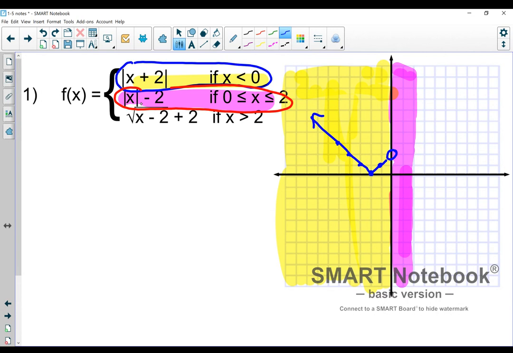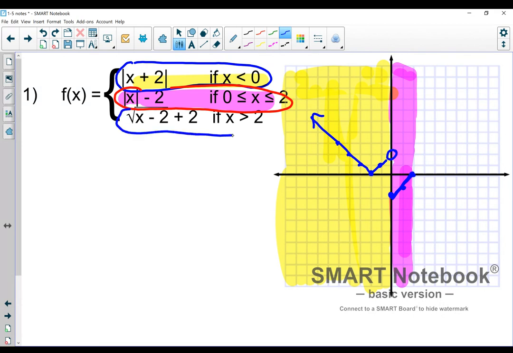So absolute value of x minus 2, like this, would mean that I am moving my absolute value down 2. And I would need to go up 1 over 1 on both sides, but I can't go to the left because that's where it's yellow. So I'm only going to go in the pink zone. So this part of my function is just going to be that little line.